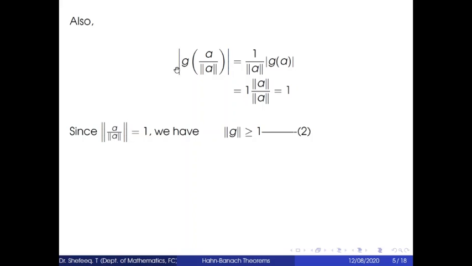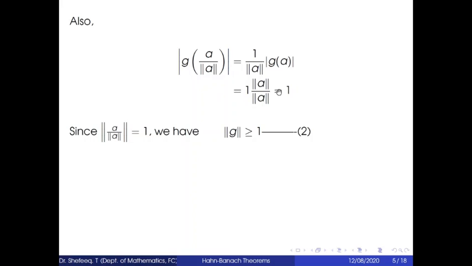We have seen that |g(ka)| equals ||ka||. So what is ||ka||? The norm of this is equal to 1. So that means |g(a/||a||)| = 1. So from this we can write ||g|| ≥ 1. Here we have taken this a/||a|| from Y in a particular case. a/||a|| is a particular element in Y. Then the modulus of that element equals 1.